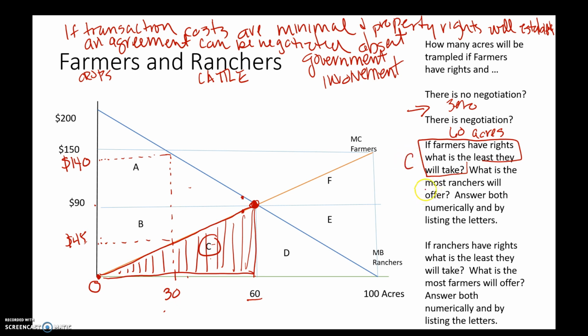What about the ranchers? What's the most the ranchers will offer? Well, what's the benefit to the rancher? I'm going to switch colors here. What's the benefit to the rancher of being able to have their cattle roam freely? The benefit is probably the fences they don't have to build, right? The savings. And for them, it's going to be everything underneath the marginal benefit curve.